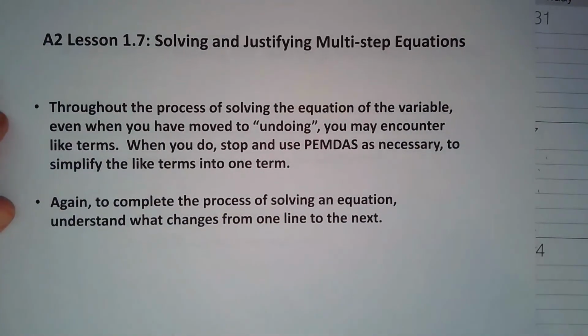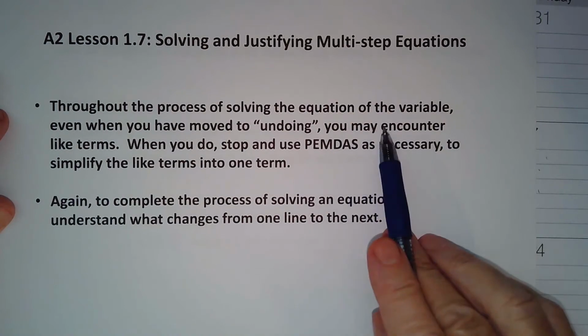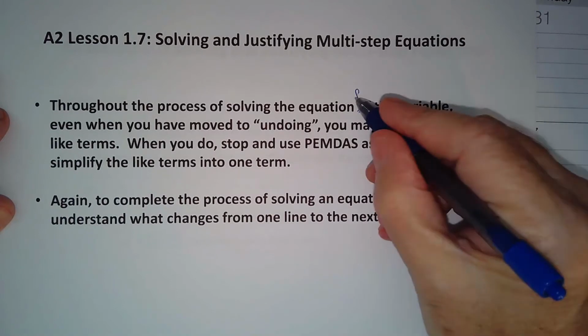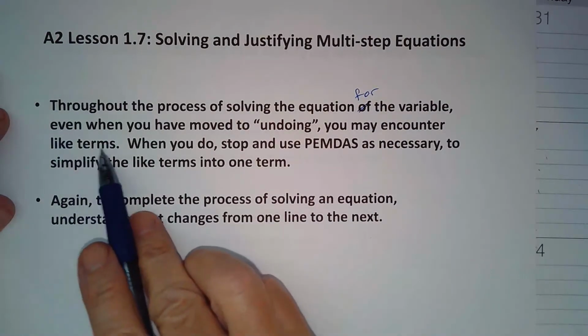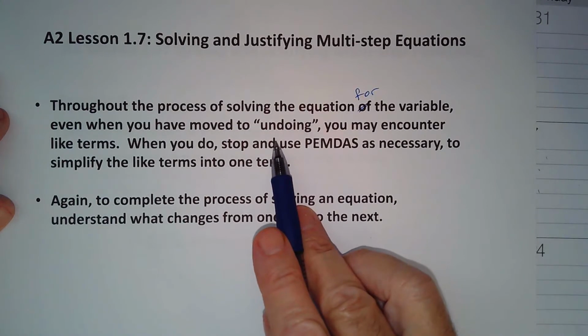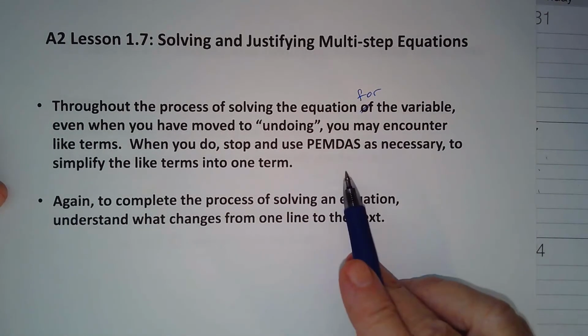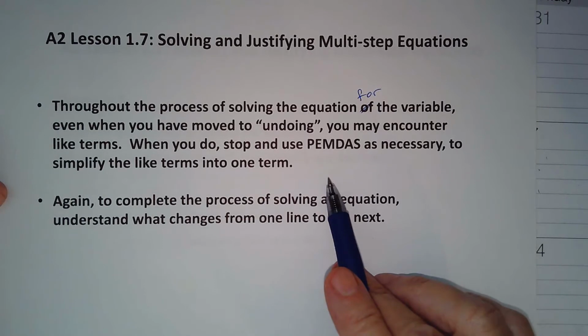Throughout the process of solving the equation for the variable, even when you have moved to undoing, you may encounter like terms. Let's say you had some undoing, but when you simplify, you find you've got 2 terms on one side again. Something in the undoing created that. Sometimes that happens. Then you stop and use PEMDAS as necessary to simplify the like terms. It'll be more apparent when we get into some of these.